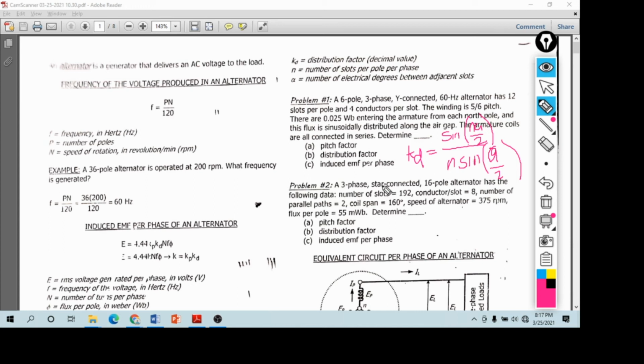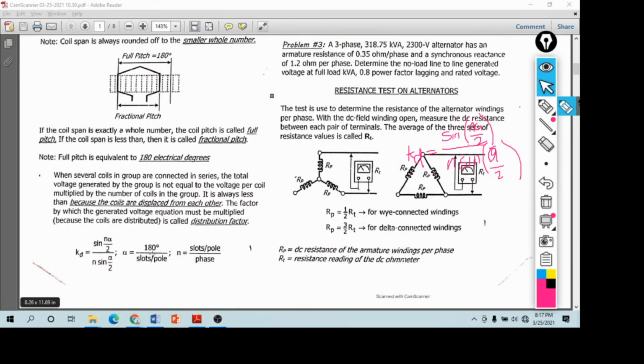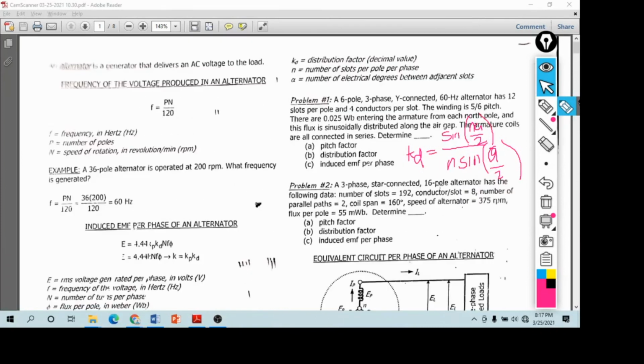Okay? Where alpha is here. Alpha is 180 divided by slot per pole. So we have 12 conductors, 12 slots per pole. Okay, so wala na yung problema. Slot per pole naman siya. Okay, so directly substitute na.